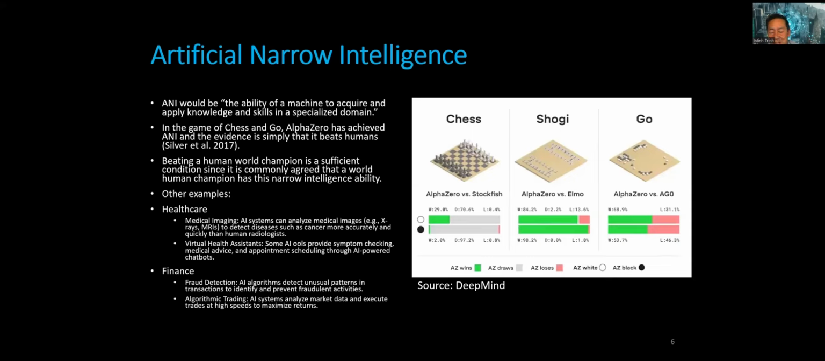So with this kind of computer games, AI is usually doing pretty well now, with superhuman abilities. In some other narrow domains, like healthcare, medical imaging, and virtual assistants, it can do on par or roughly on par, sometimes better than humans. And in finance, for fraud detection, algorithmic trading, etc.